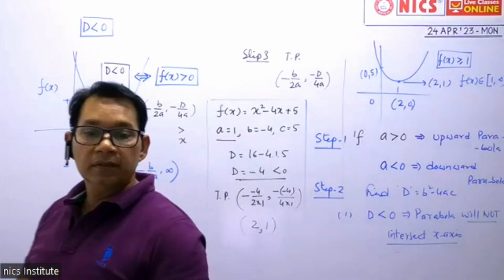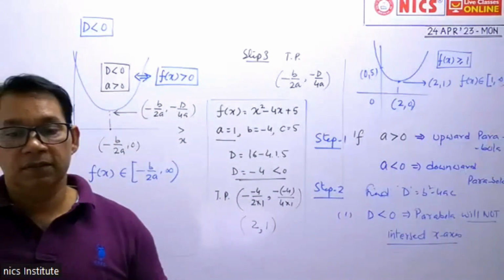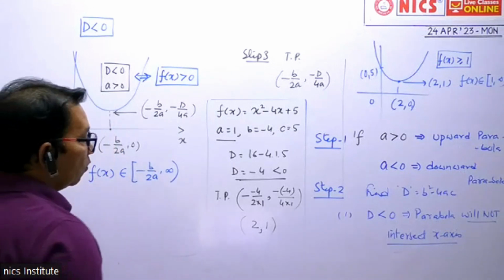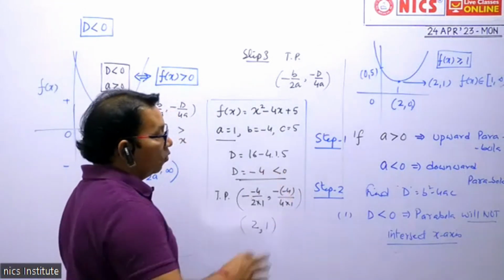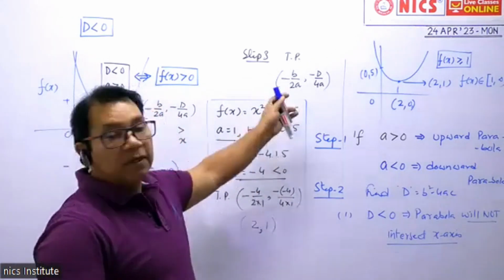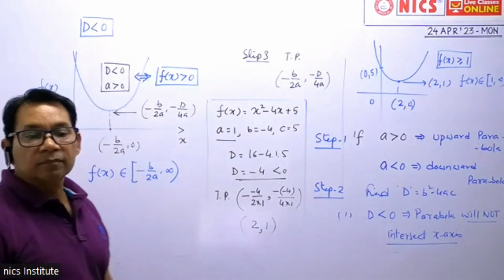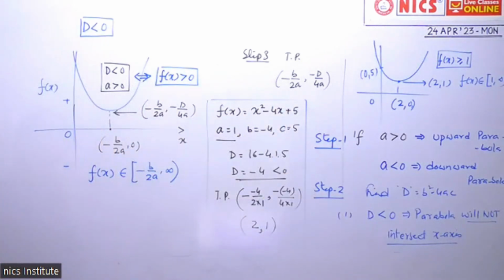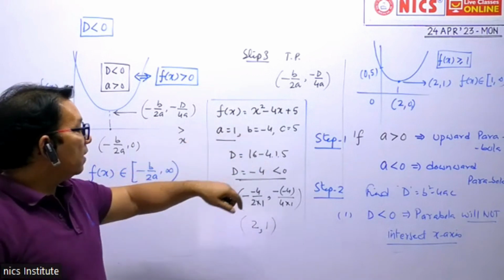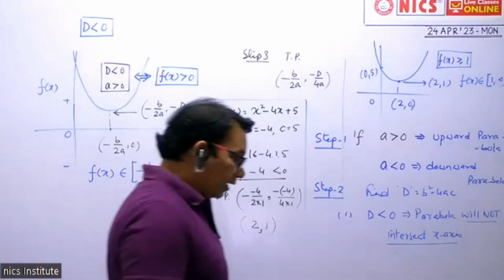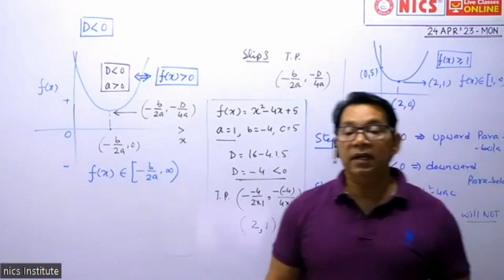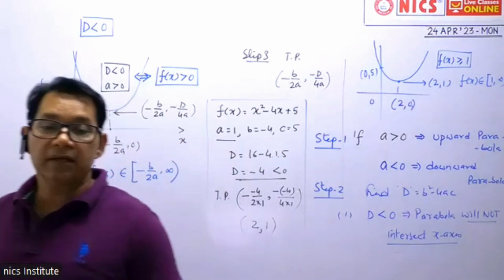It was so straightforward. In order to plot the graph of a parabola, you have to know A, you have to know D, you have to know the turning point. That's it. This was a quadratic expression. A is 1, B is minus 4, C is 5. Found D, D is negative. That means the graph is not intersecting the x-axis. It's not touching the x-axis.